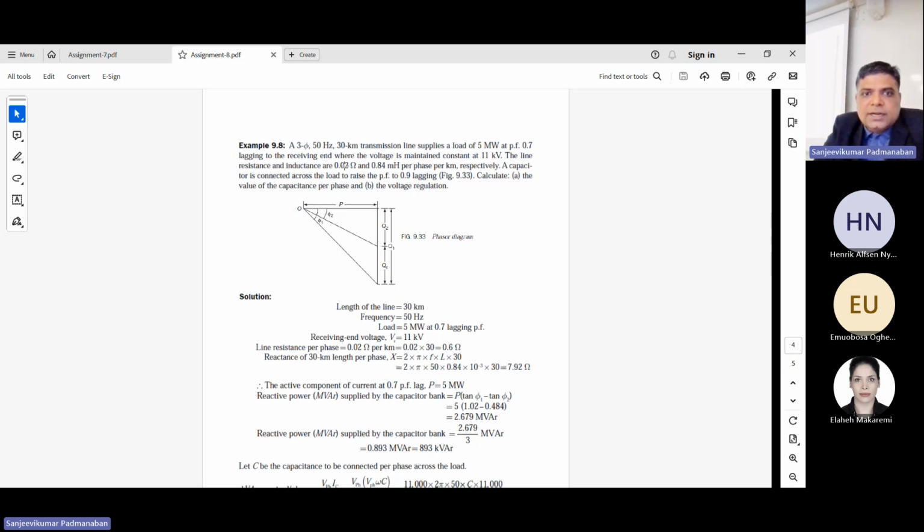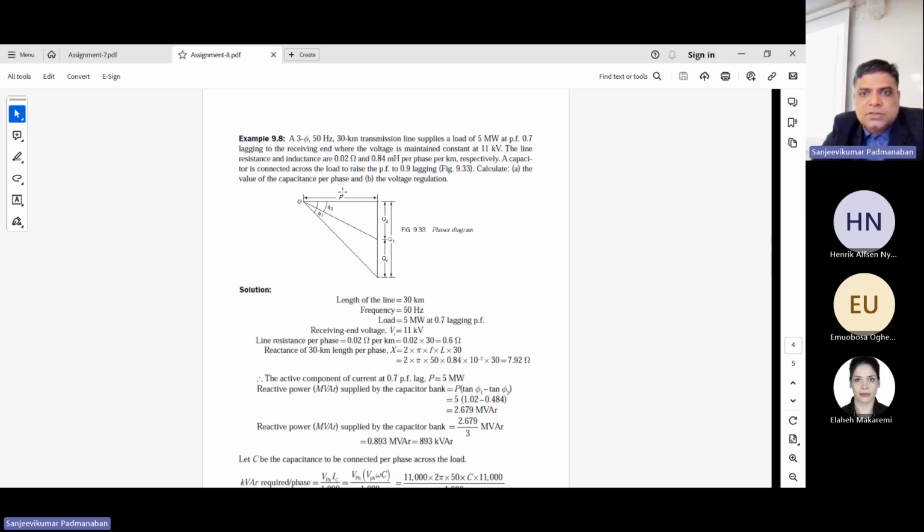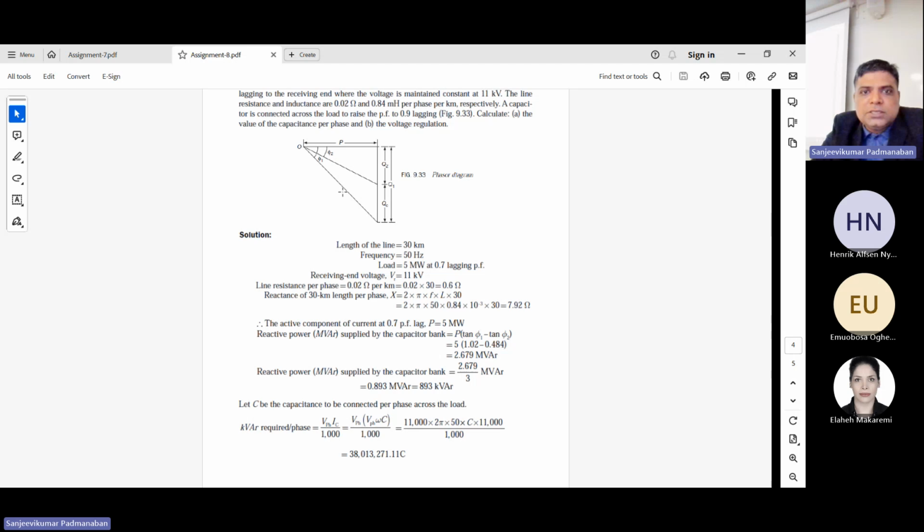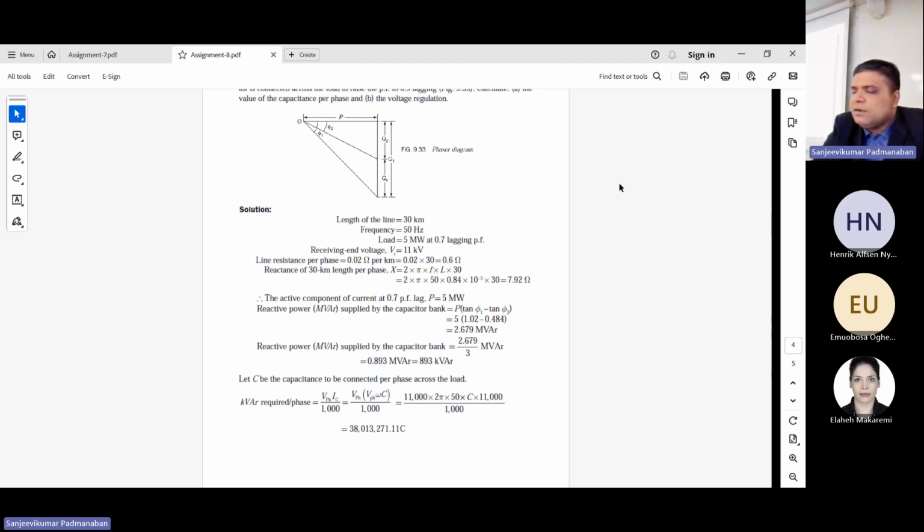The line resistance and inductance are given: the line resistance is 0.02 ohms and the line inductance is 0.84 milliohms per phase per kilometer, respectively. The capacitor is connected across the load. Now we are connecting the capacitor across the load to raise the power factor to 0.9 lagging. See the figure. They gave the figure. We want to raise the power factor to 0.9 lagging. Calculate the value of the capacitor per phase and the voltage regulation. So they're asking you to calculate the capacitance and voltage regulation. It's a standard formula, very standard basics.